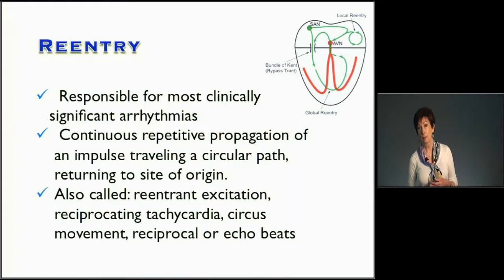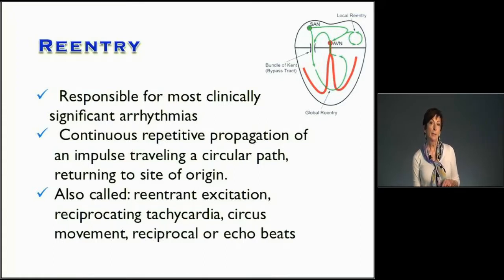And then you have to start thinking about, well, what was I doing that precipitated that rhythm? But that's reentry, and that's the most common cause of arrhythmias. There are other terms that you may hear used: reentrant excitation, reciprocating tachycardia, circus movement, reciprocal beats, echo beats. The echo beats meaning that it goes back and just makes noise again by depolarizing the atrium. So these are all terms that refer to arrhythmias that are due to reentry.